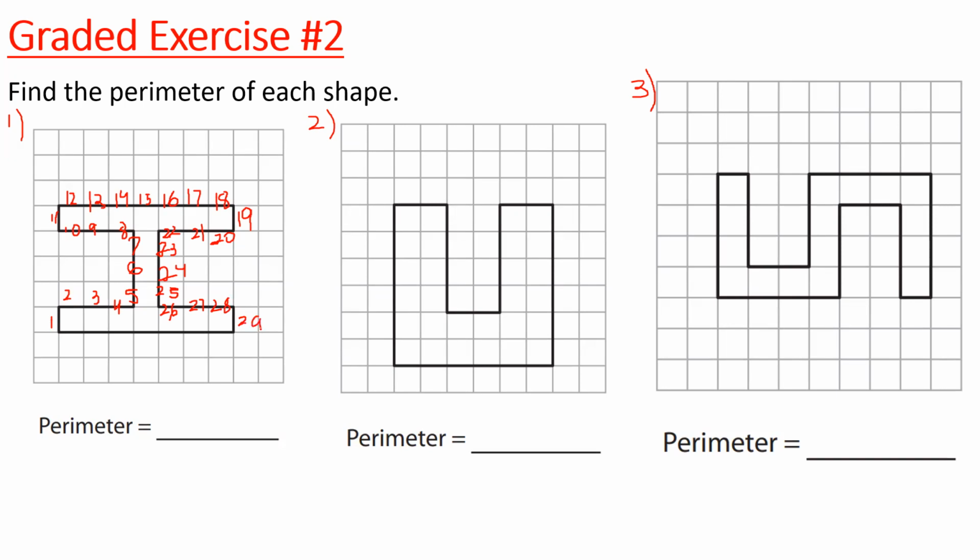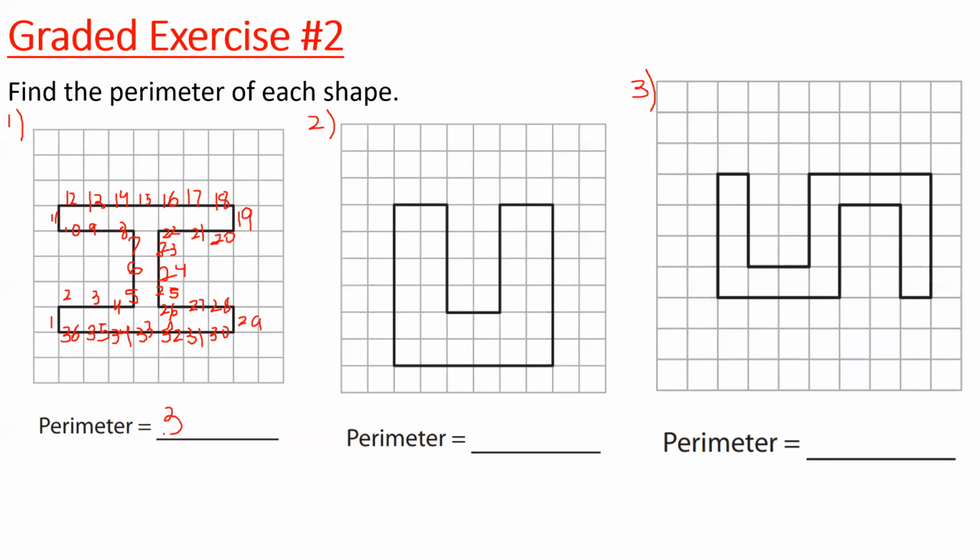Are we done? No, sir. Still have some more to go, right? Yes, sir. 30. After 30 is what? 31, 32, 33, 34, 35, and then 36. All right, how many persons got 36 units?